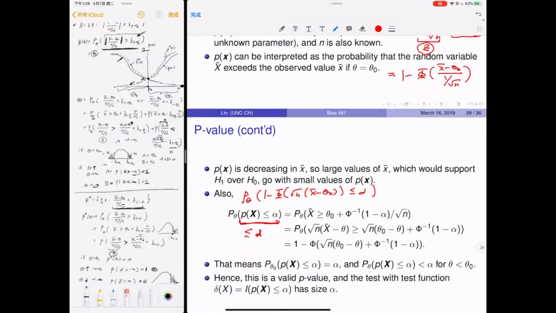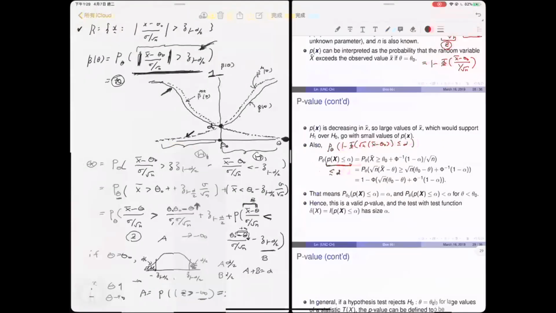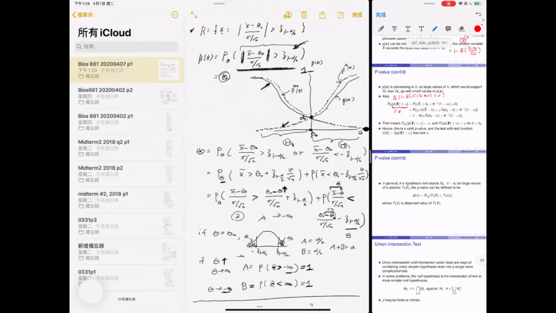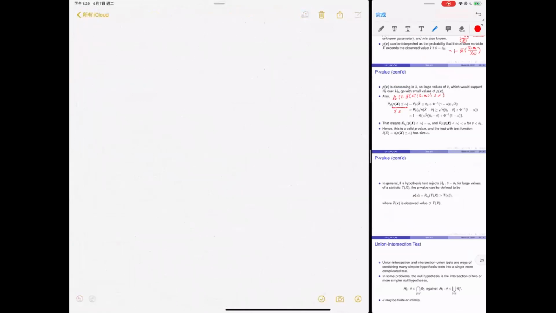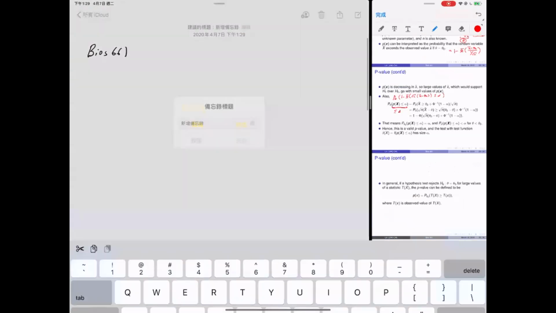Then let me just write it here. Maybe it's easier. Okay, so let me use another board. I'll write down bios661 if I want to save it.